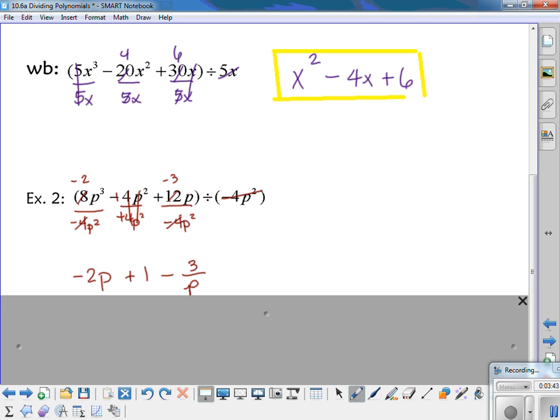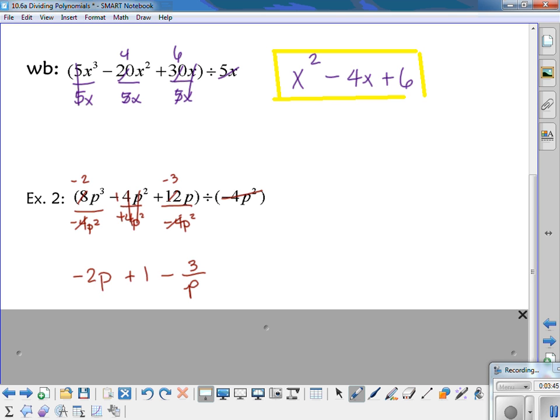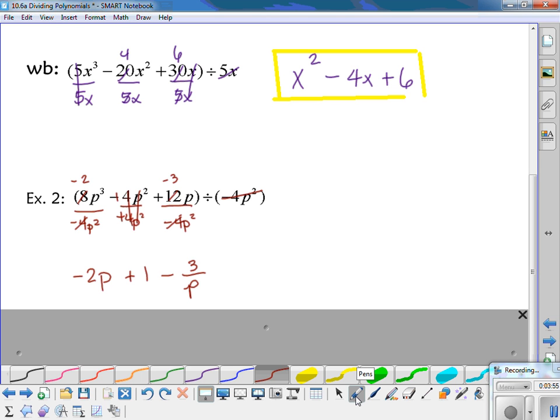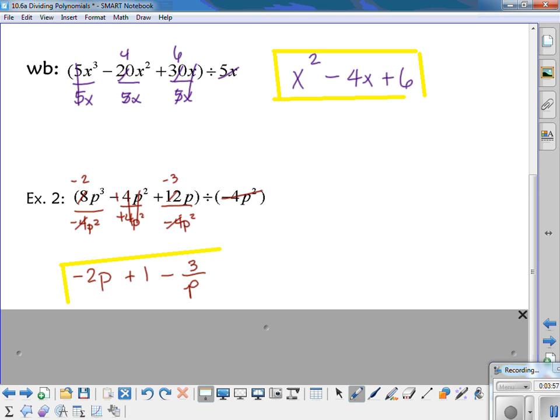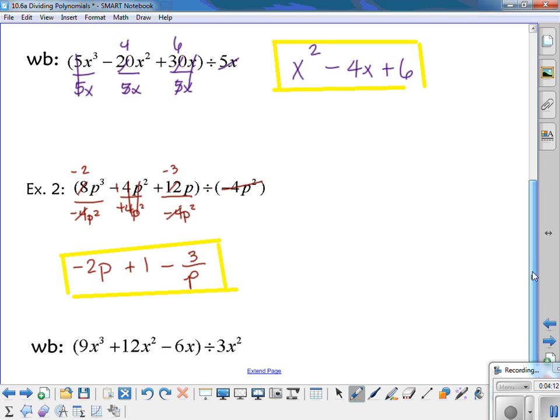So sometimes you're going to end up actually with a variable on the bottom underneath instead of just all on top like the other one. So the final answer would be negative 2p plus 1 minus 3 over p. And that's okay. So don't worry about it if you end up with variables in the denominator. It's okay on these. Okay? Any questions? No? Okay, let's have you guys do one similar to this on your whiteboards.